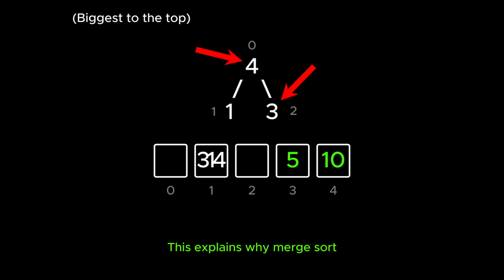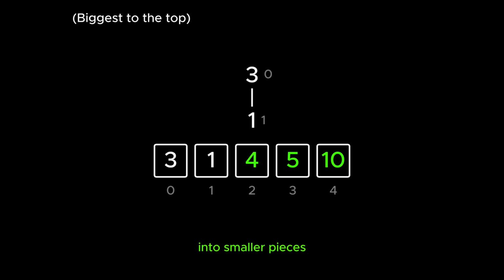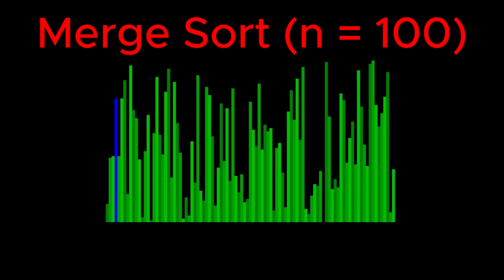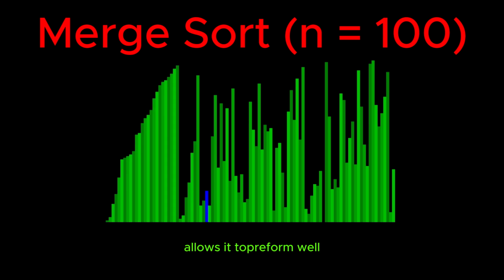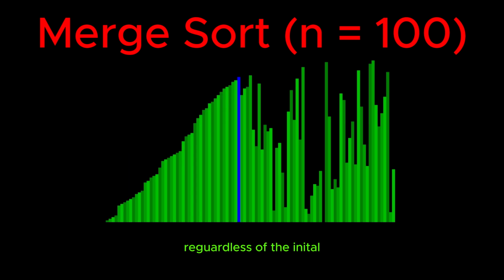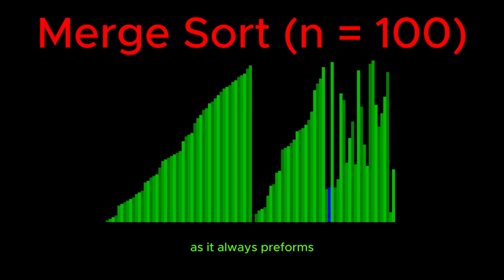This explains why merge sort performs well, because it divides the list into smaller pieces, and each division only requires a logarithmic number of steps. The divide and conquer approach allows it to perform well regardless of the initial state of the list, as it always performs the same number of operations.